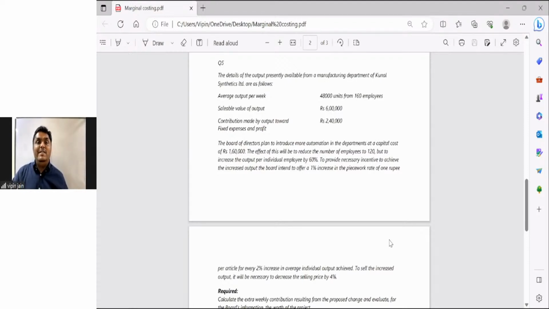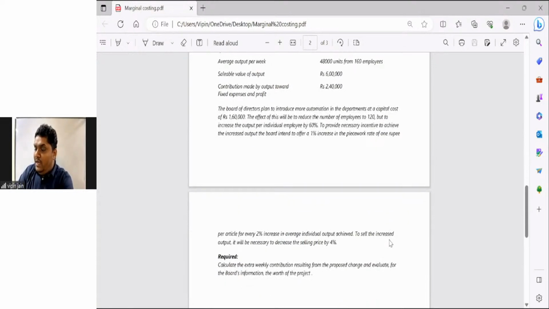Now they are planning to give an incentive: for every 2% increase in output per individual, the incentive will be 1%. So herein, in this question, there is an increase in productivity by 60%. So there will be an incentive of how much? 30%. That is 1 rupee plus 30%. That is 1 rupee 30 paisa will be the revised piece rate.